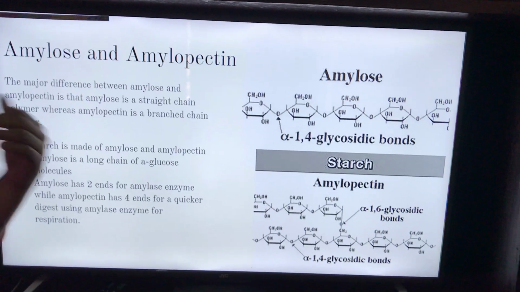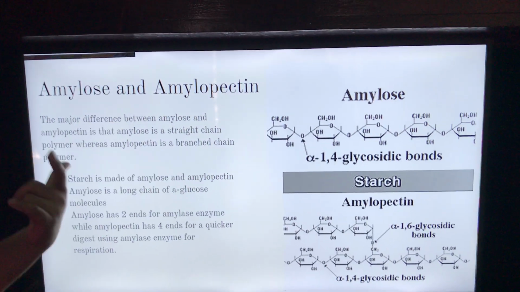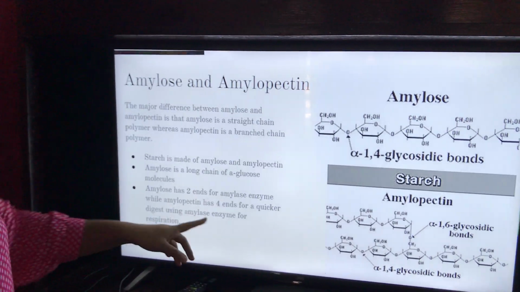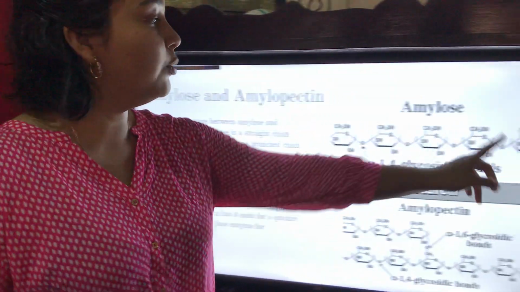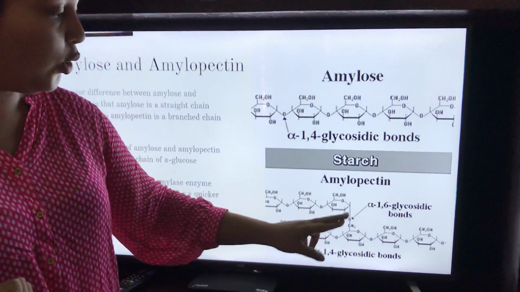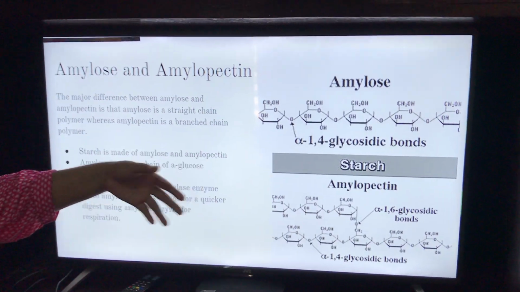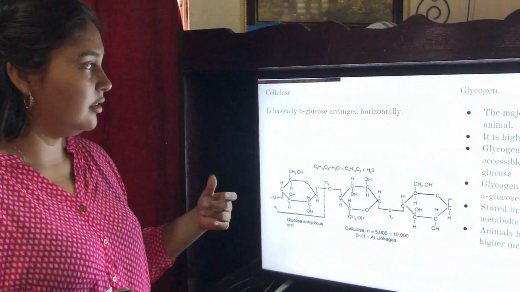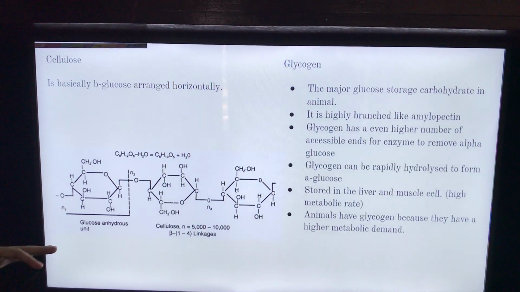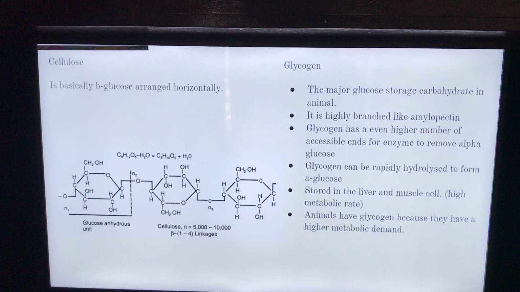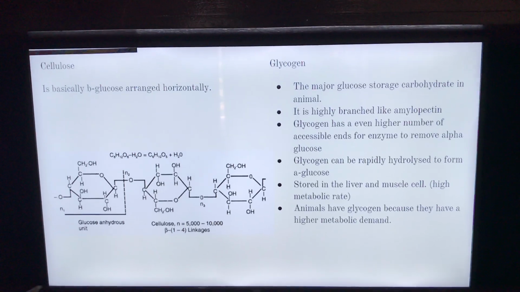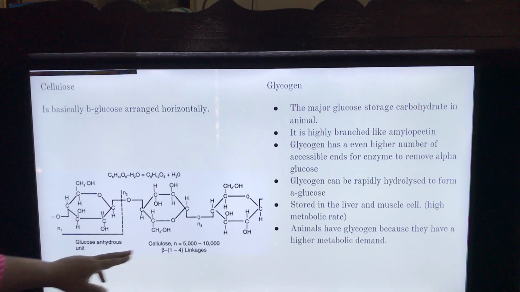And this is very important to understand because during respiration, when glucose is needed, the enzyme amylase will come and attach itself to both ends and digest it because we want the glucose. But in amylopectin, because we have 4 available ends, it will digest slightly faster. Next slide. So here we have cellulose, and cellulose is basically beta glucose arranged horizontally. So these structures are just glucose stacked in different ways with different linkages. And this is an example of cellulose.